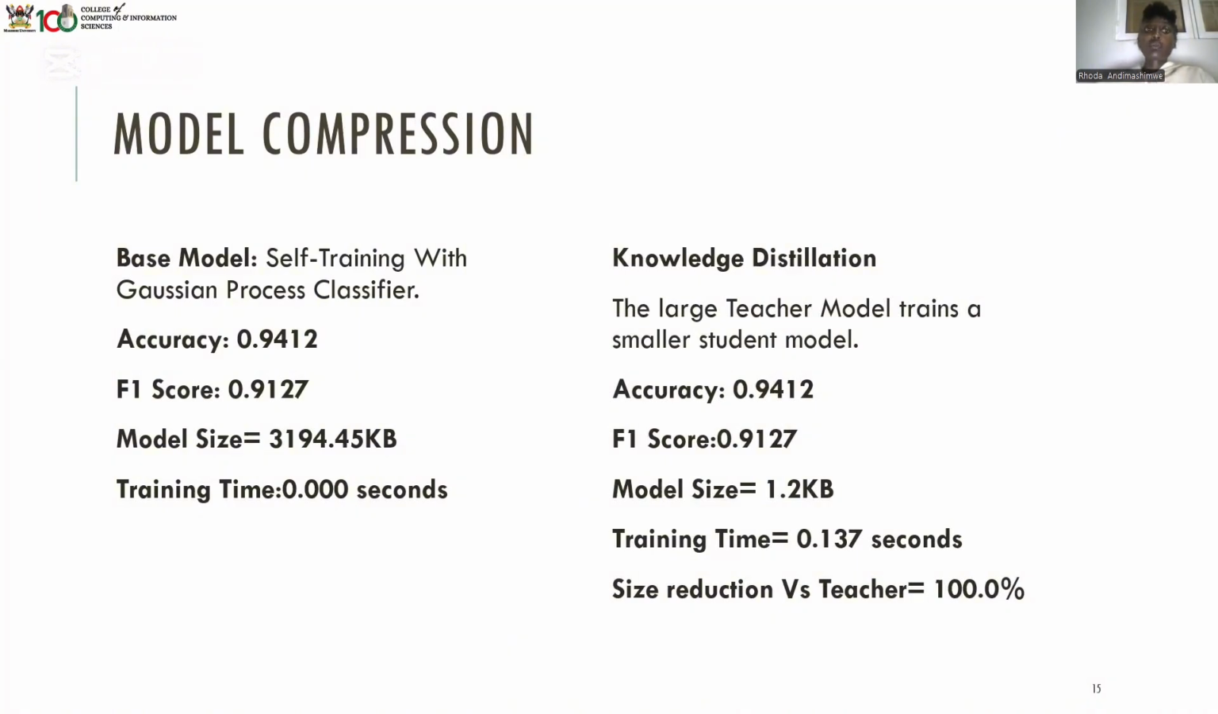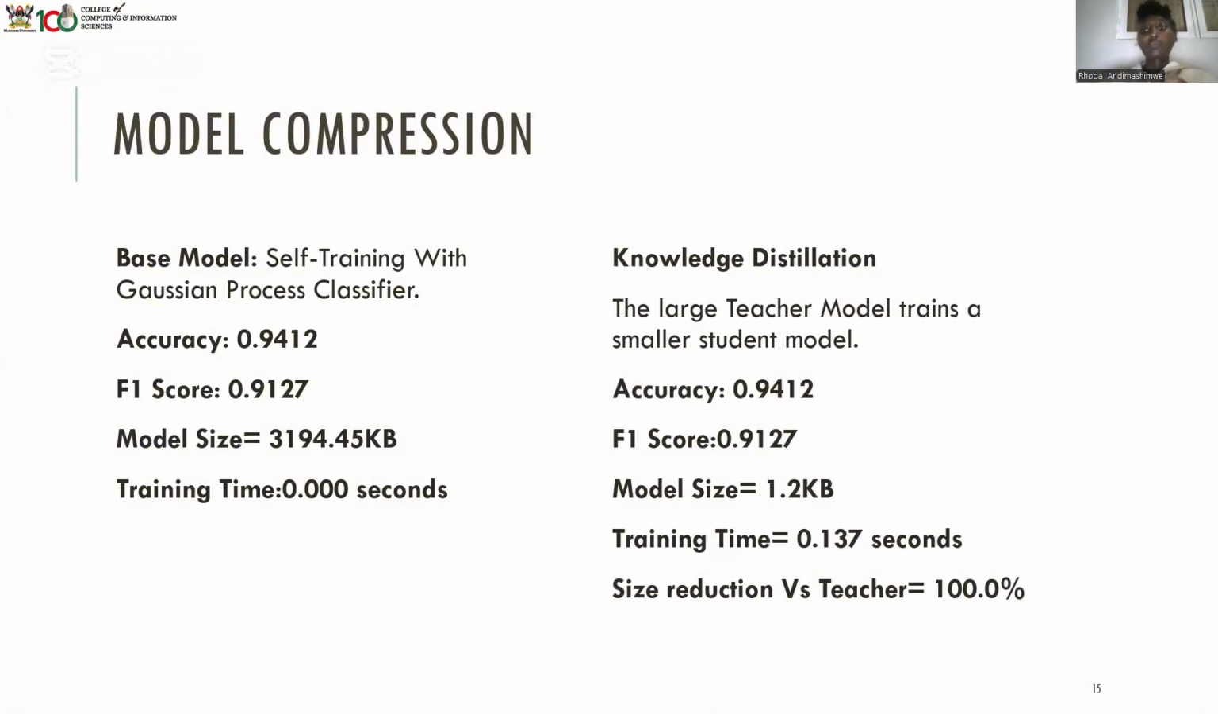So after we compressed our model, we still got our accuracy as 94.12%. Our F1 score also didn't change, it was 0.9127. But then we see that our model size was reduced very, very much to 1.2 kilobytes only. So we see that this makes it very lightweight, very deployable. It can be deployed on virtual devices, it can be deployed on mobile phones, unlike our base model here, which is very heavy.